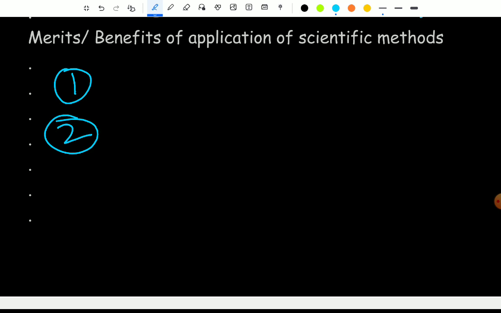So what does objective mean? It means free from biases and prejudices. So the second benefit of application of the scientific method is that it brings in objectivity and value neutrality, the absence of biases and prejudices.